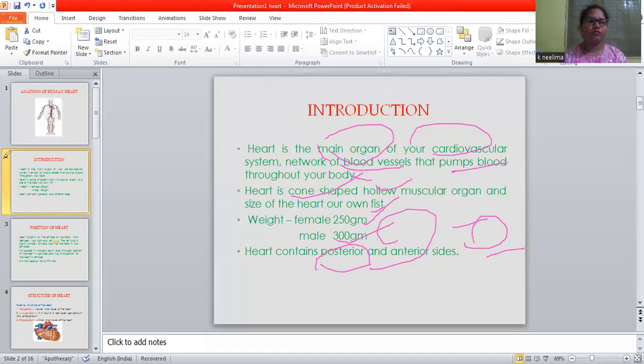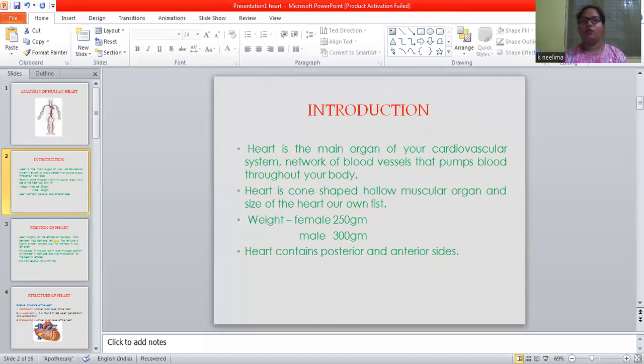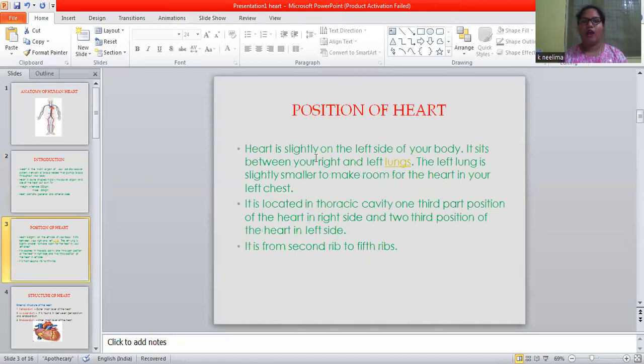Next we will move to the position of the heart. We already know the position of the heart. The heart sits slightly to the left side of the body, and it is present in between the right and left lungs. It is located in the thoracic cavity, with one third portion on the right side and two thirds portion on the left side.